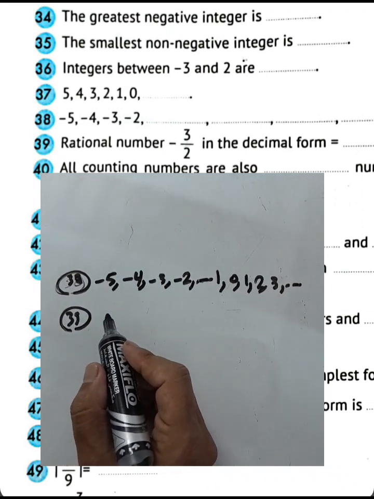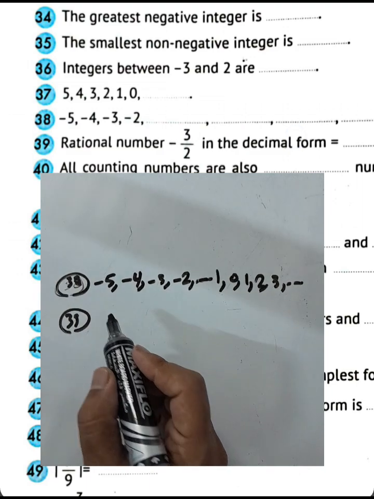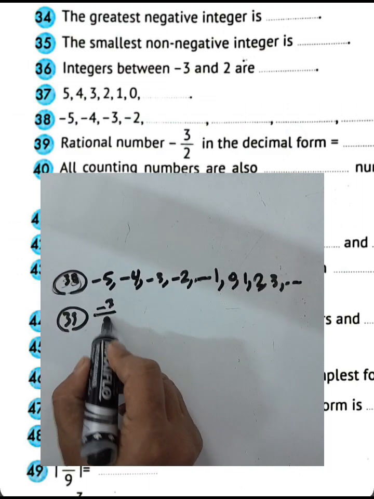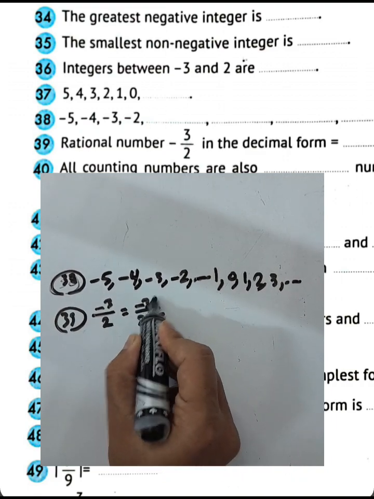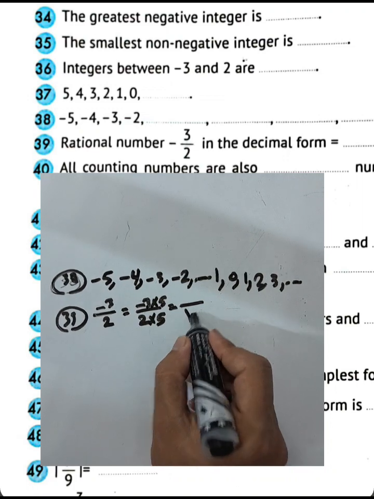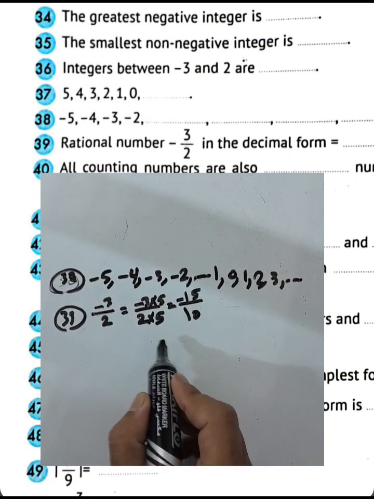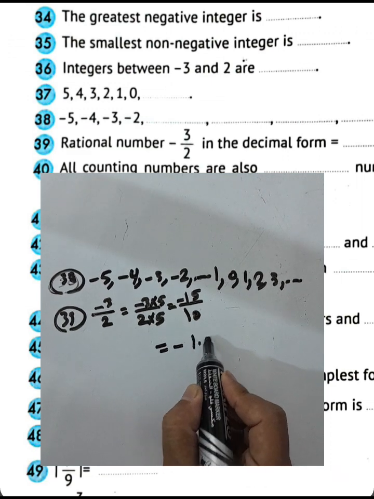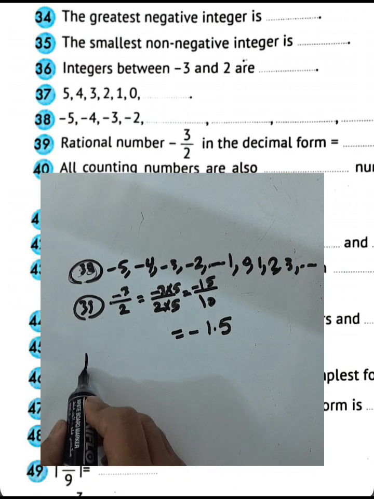Here's the question: rational number -3/2 in decimal form. We can convert -3/2 by multiplying the numerator and denominator by 5, because 2 in the denominator wants to become 10, and 3 times 5 equals 15, and the point will be after one place, right? -1.5. The result will be -1.5.